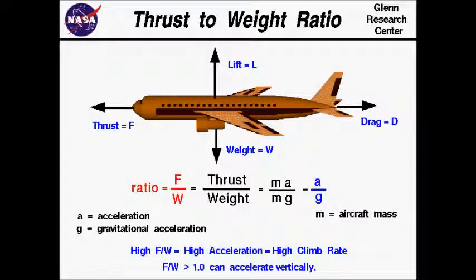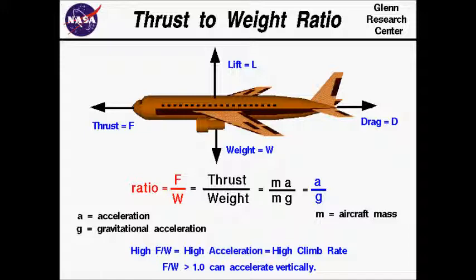In this diagram presented by NASA, it shows the thrust-to-weight ratio of an airplane. Lift is presented with an upward arrow, while weight is presented with a downward arrow indicating the direction of the forces. Thrust is indicated with an arrow pointing to the left or in front of the plane, while drag is indicated with an arrow pointing to the right in the back of the plane.